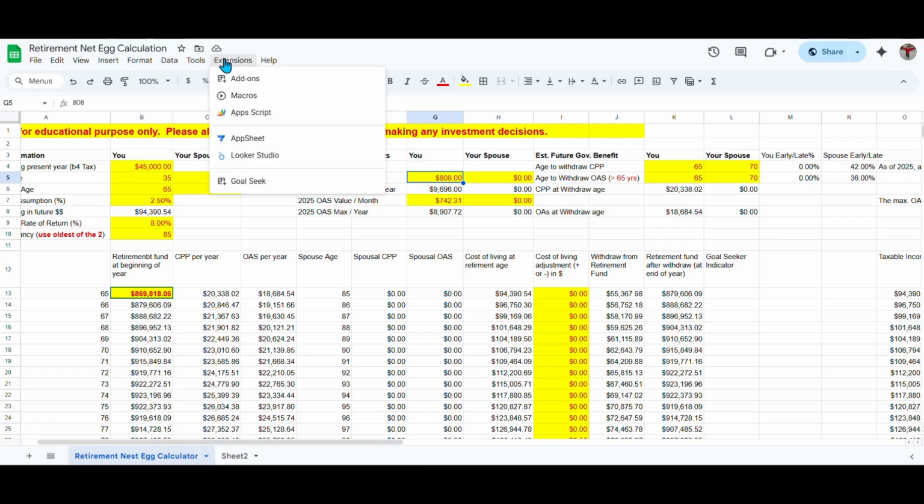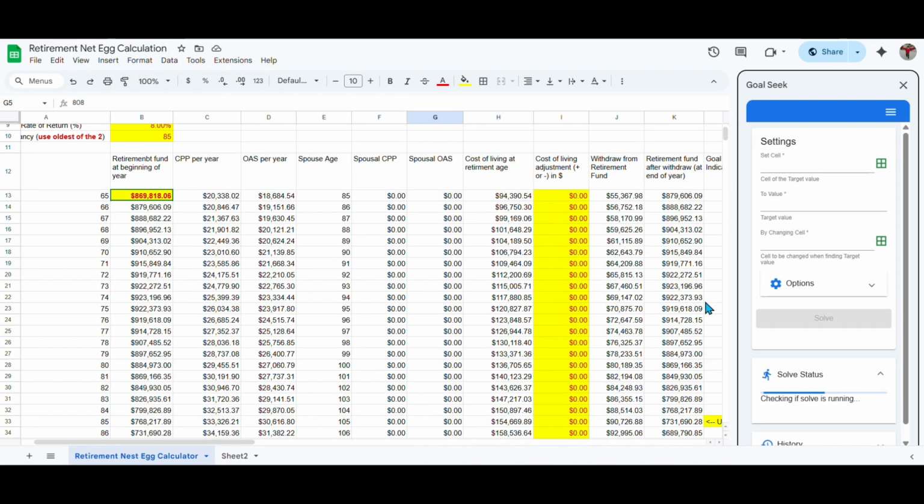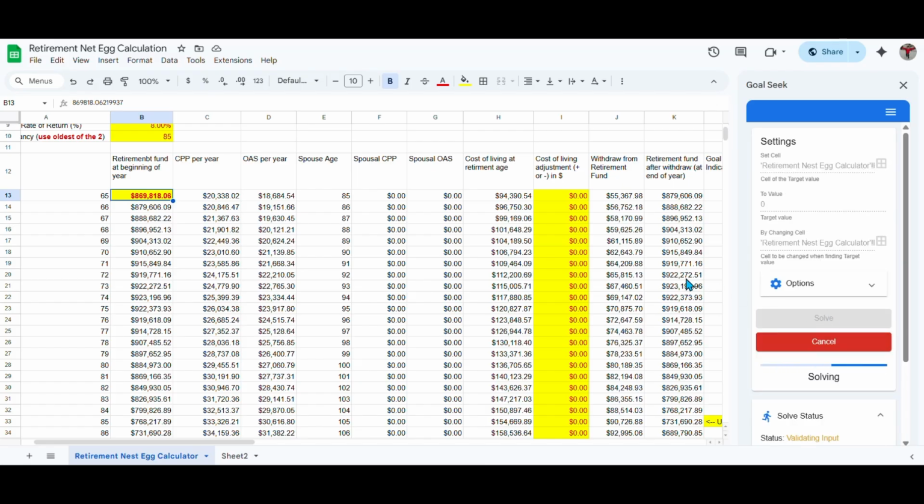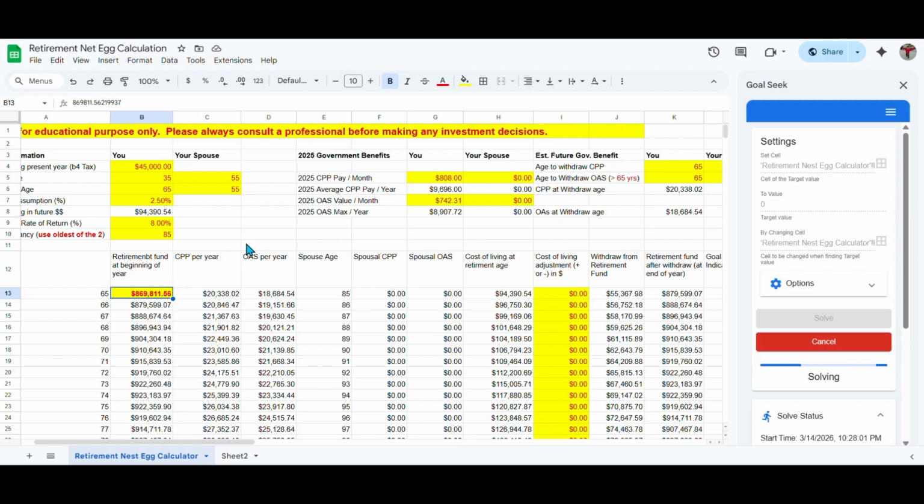And now we're going to open our Goal Seeker and we are going to calculate. We're going to take that field, that's what we want to calculate. We want that to be 0 by changing this number here. So we're going to solve it right now, and we're going to see how much this tells us this person needs to have when this person turns 65 years old.